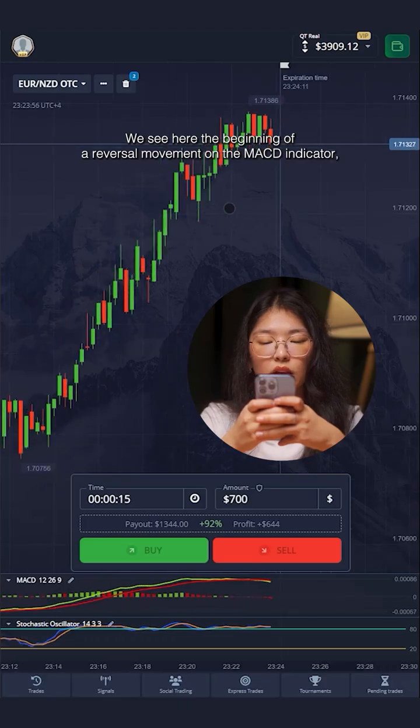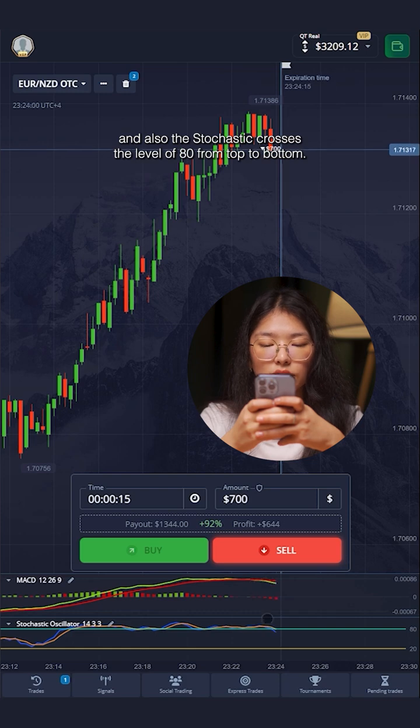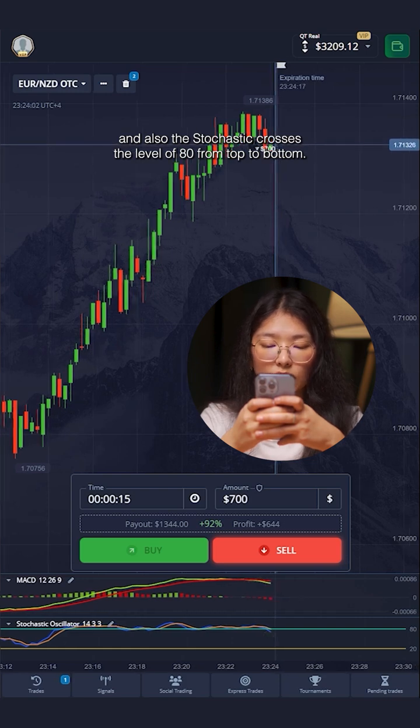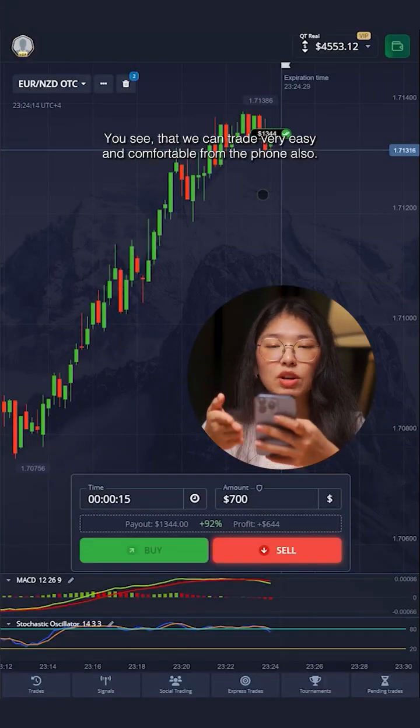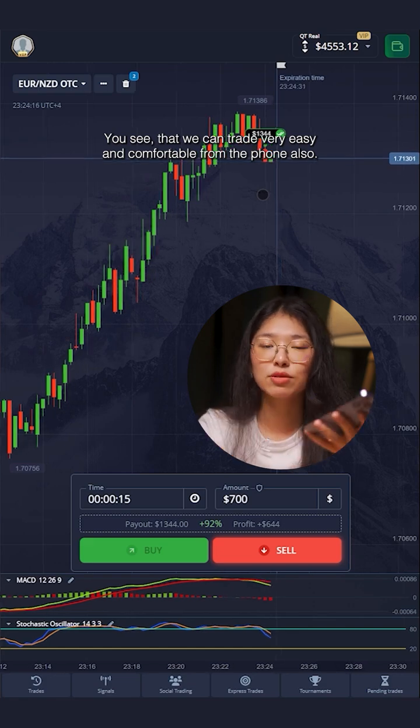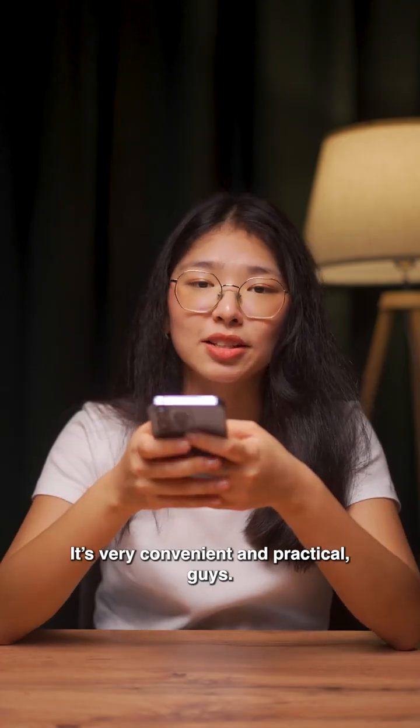We see here the beginning of the reversal movement on the MACD indicator, and also the stochastic crosses the level of 80 from top to bottom, so open a put option. So good job guys, you see that we trade very easily and comfortably from the phone. Also it's very practical and convenient, so good trade.